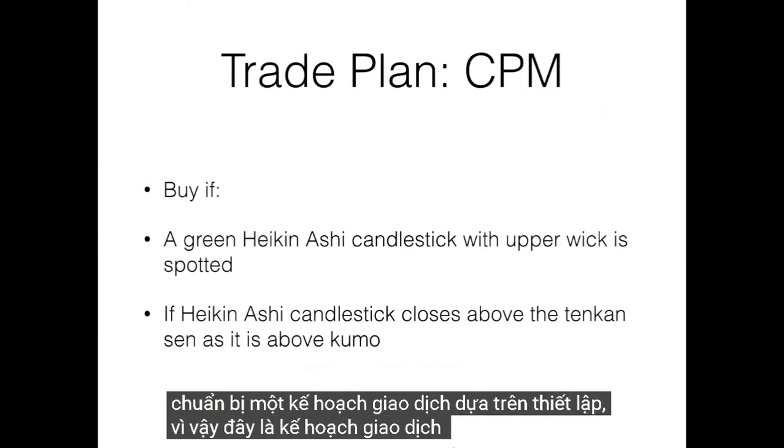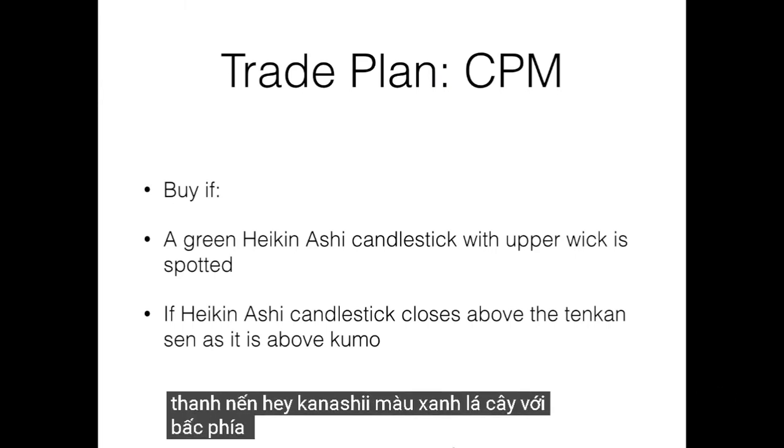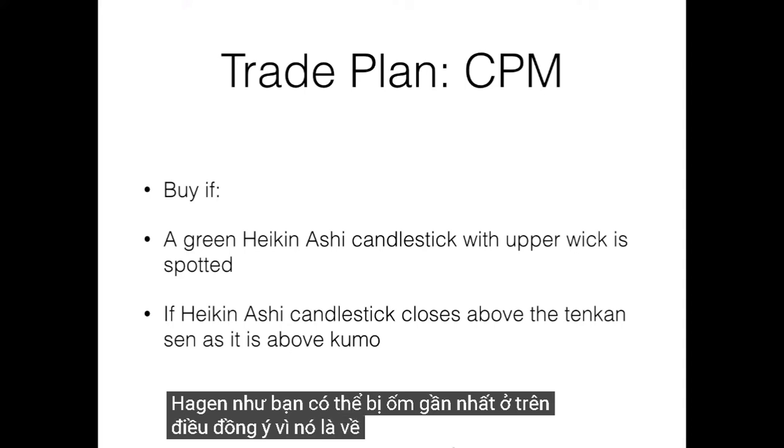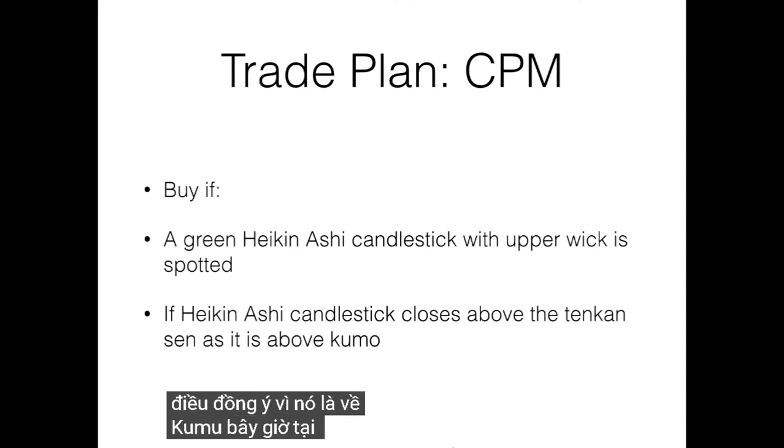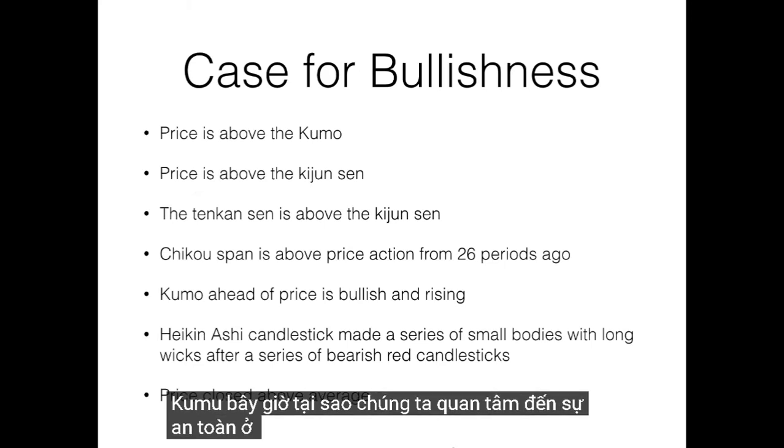So here's our trade plan. We buy if a green Heikin Ashi candlestick with upper wick is spotted. We buy if the Heikin Ashi candlestick closes above the Tenkan-sen as it is above the Kumo. Now, why are we interested in this security?